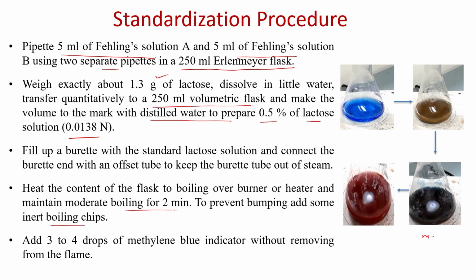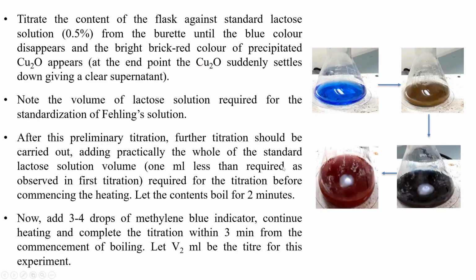If you add methylene blue here, the color will be like this. After boiling for 2 minutes, the color will be like this, and then you add the methylene blue indicator and start titrating with the sugar. Titrate the contents of the flask with the standard lactose solution from the burette until the blue color disappears. The blue color will disappear, and the bright red color of the precipitated cuprous oxide will appear. So a bright red precipitate of cuprous oxide has appeared. This is the end point.